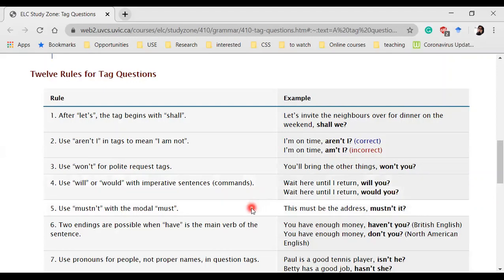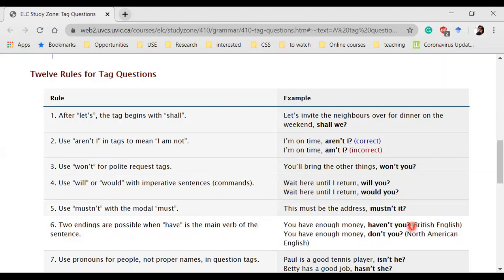Next rule is you use mustn't with the modal must. This must be the address, mustn't it? So this is how we use the negative form of must.